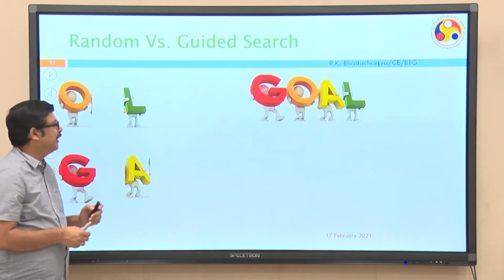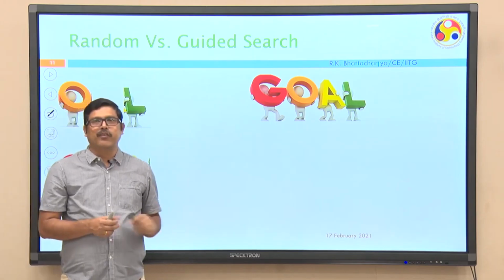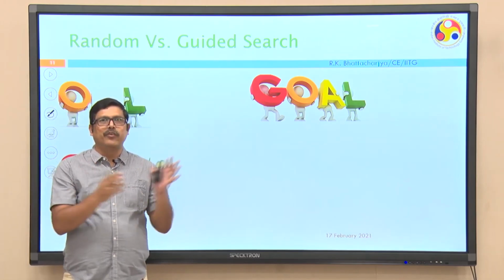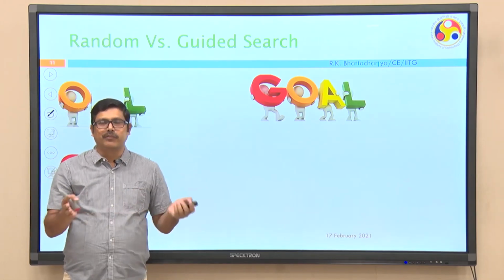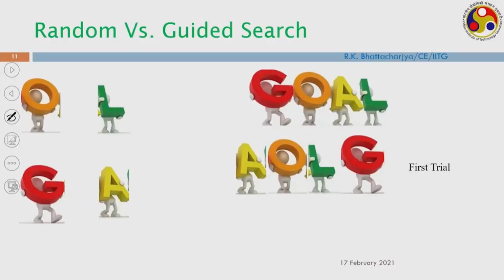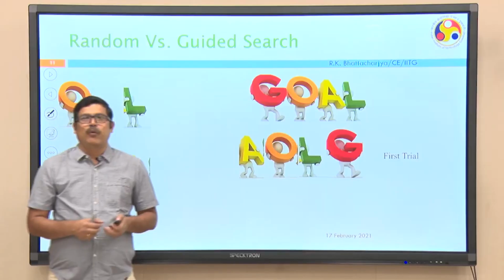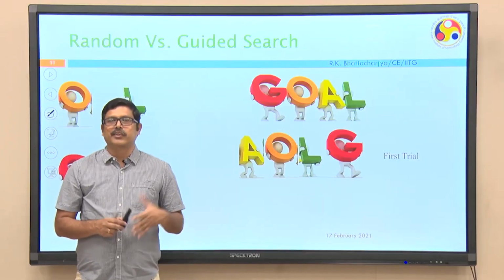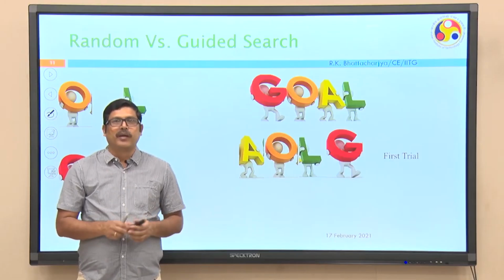So your objective function is this. The objective function is that you try to create this particular word, that is the objective, and then the first trial is AOLG. So this is the first trial, you have arranged something like that. Then what I will say? I will say that this is not the solution. So I will say no.